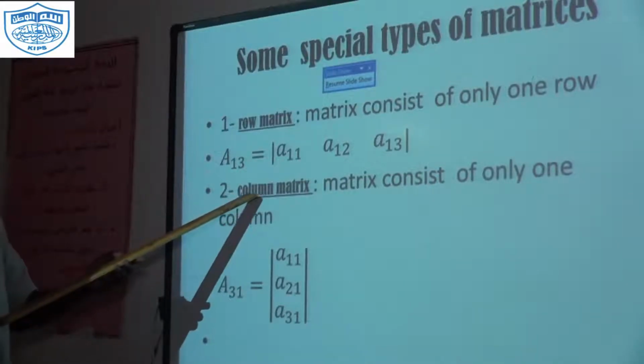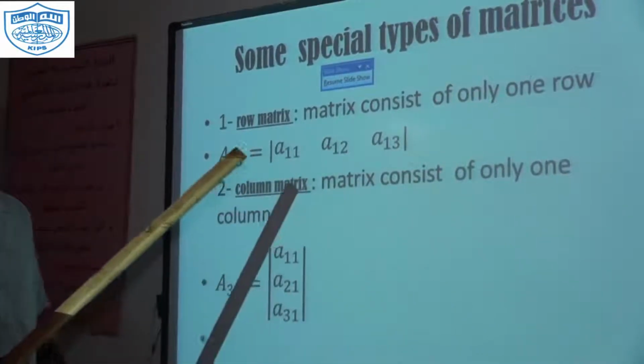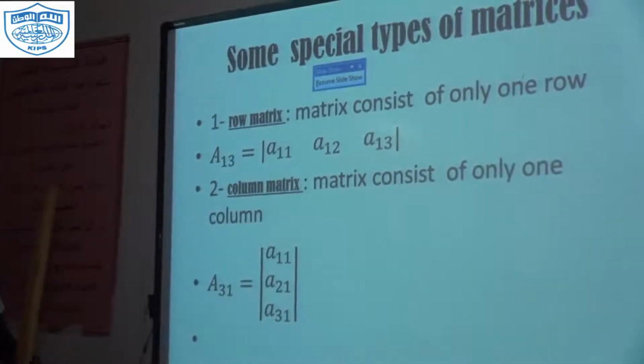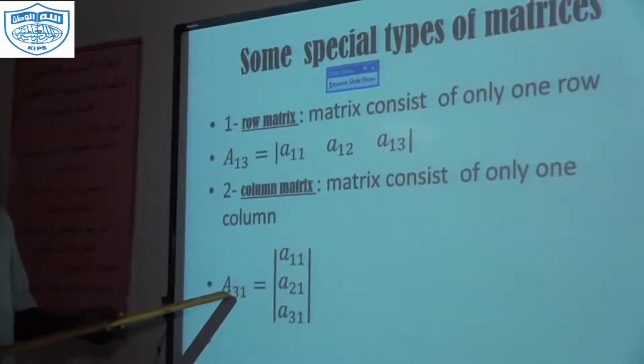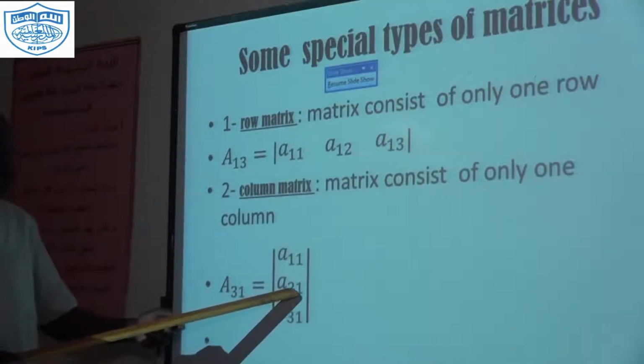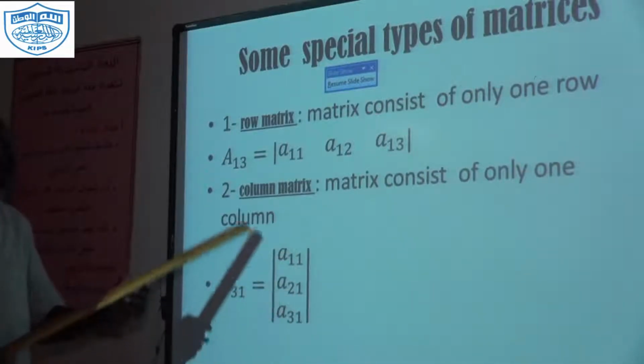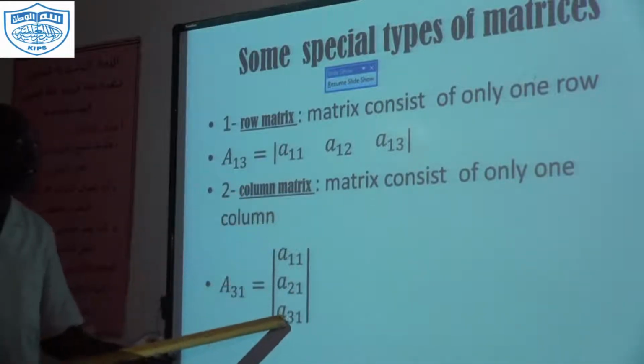Also, we have the column matrix. This matrix consists of only one column and any number of rows. A31 contains 3 rows and 1 column: A11, the second row A21, the third row A31, but it contains 1 column. So we call this matrix a column matrix.